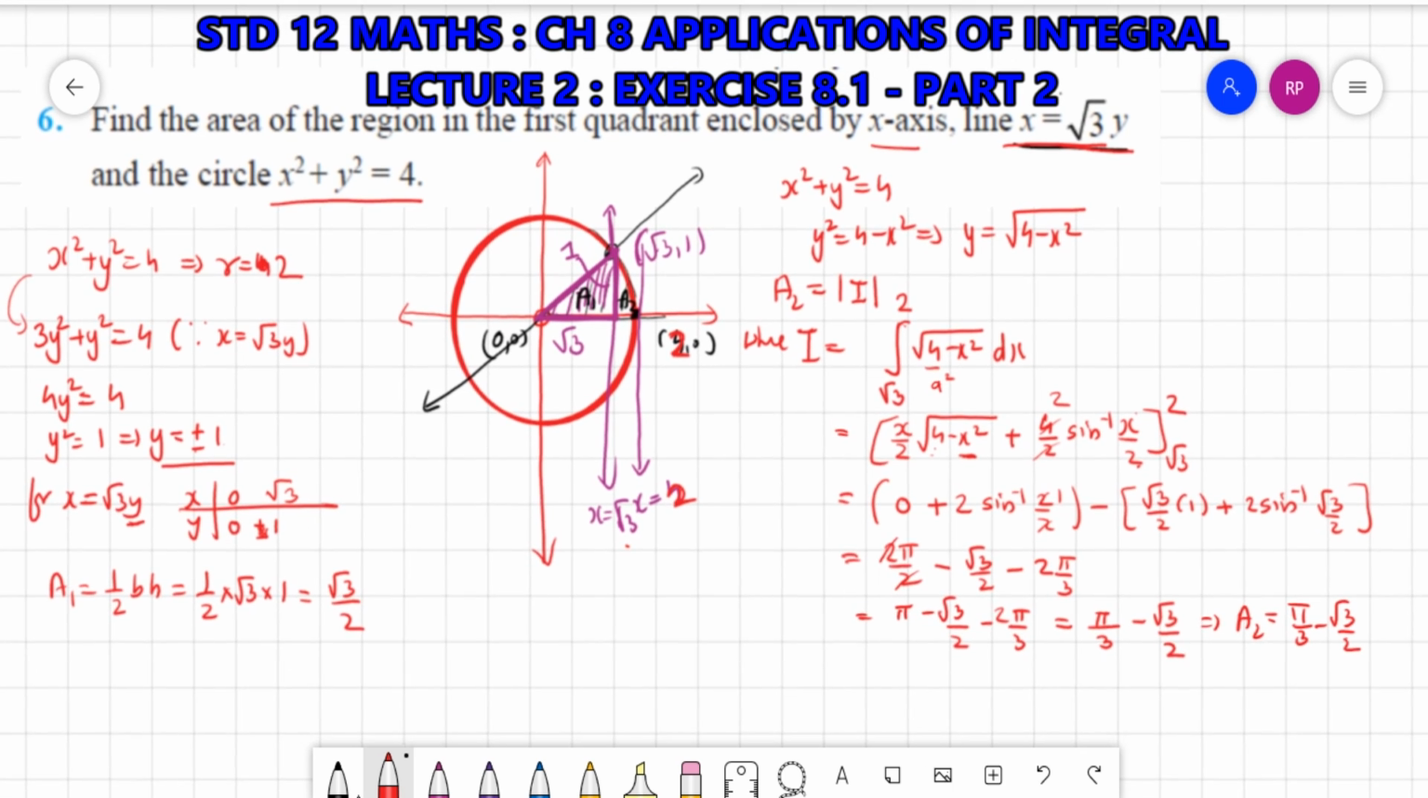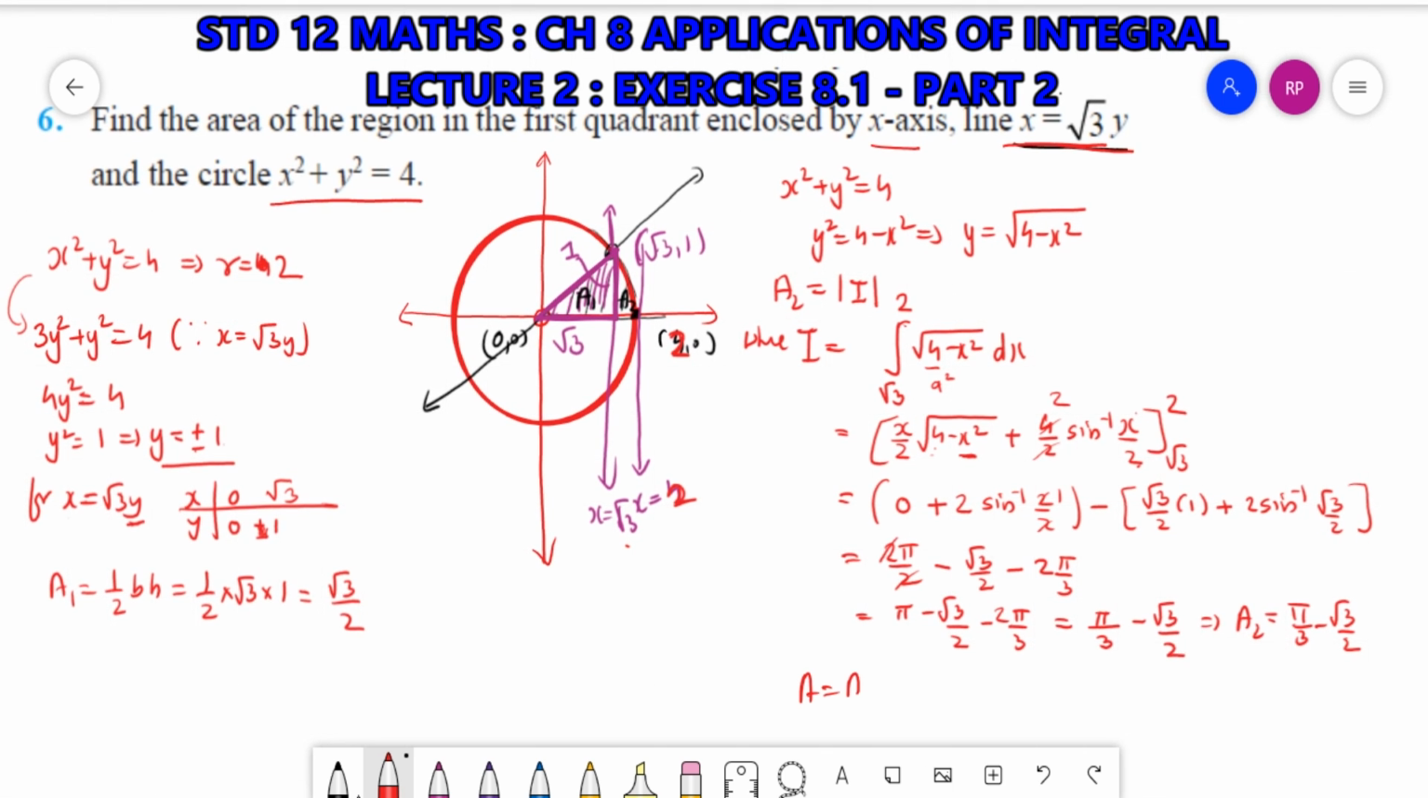The total area A equal to A1 plus A2. A1 is root 3 by 2 plus pi by 3 minus root 3 by 2. That means area enclosed is equal to pi by 3 square unit. Okay, so this was about question number 6. So just note it down.